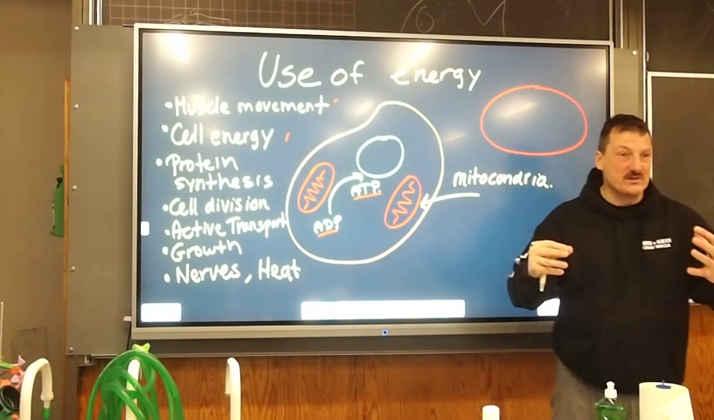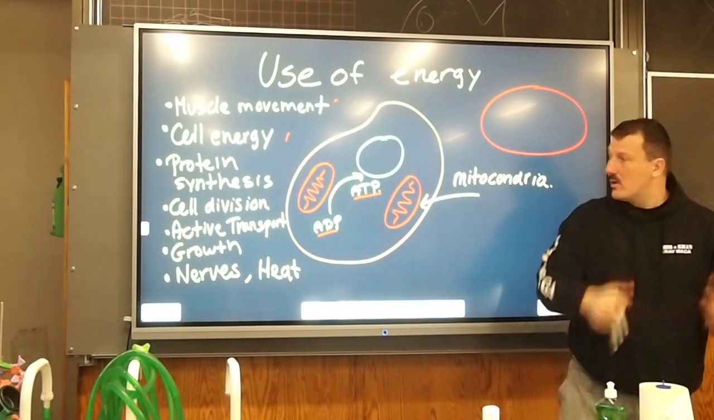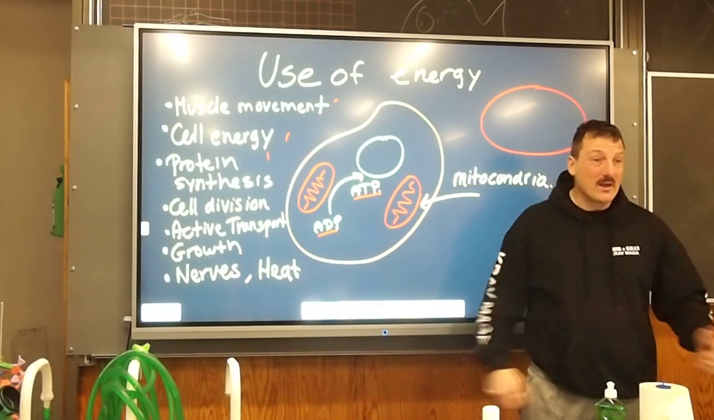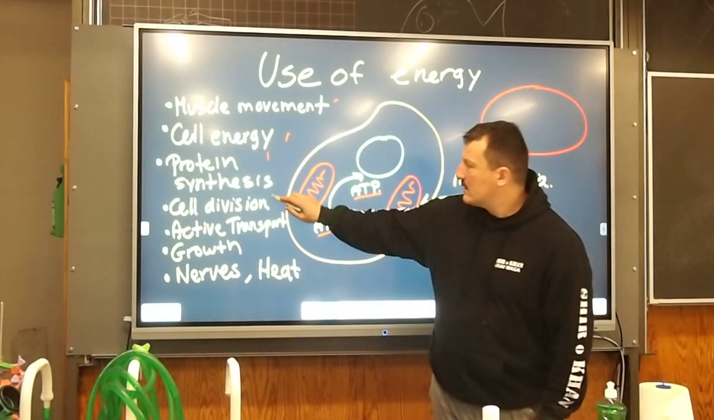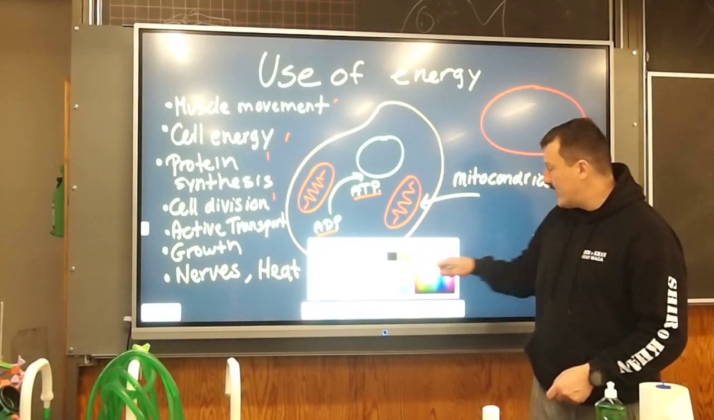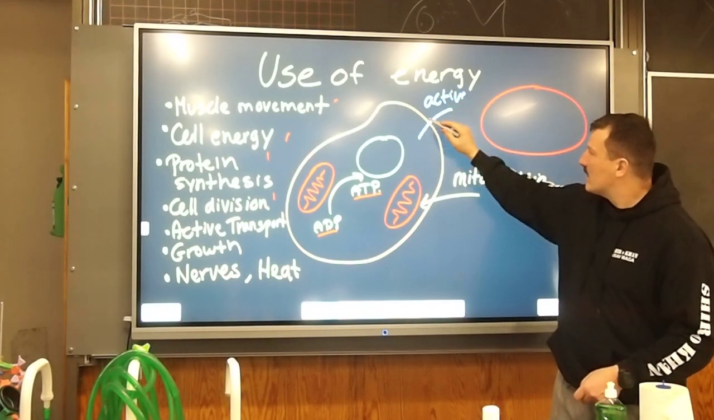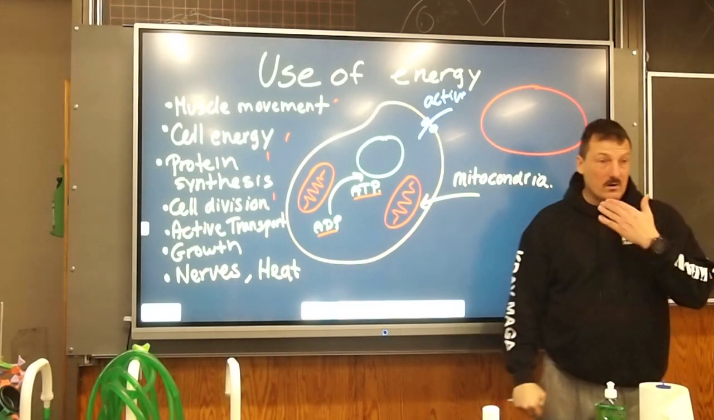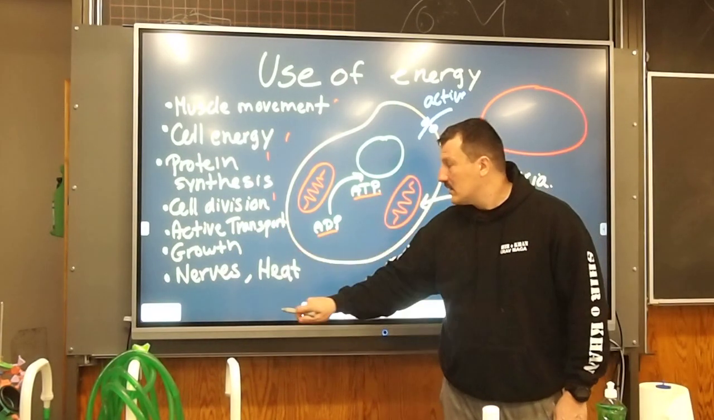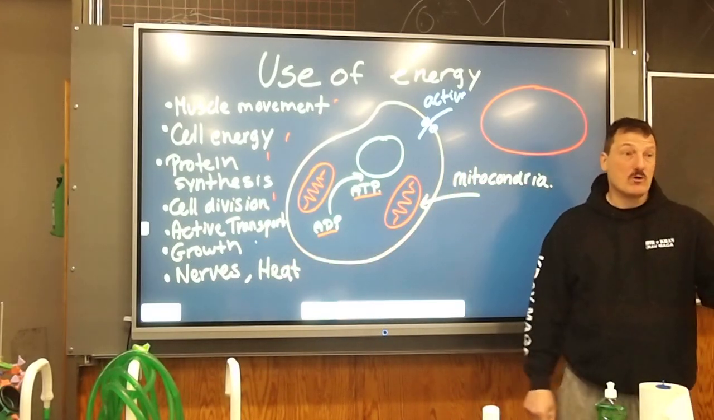Every time we make proteins, we get to that later, every single click of making a new protein requires ATP. If your cell divides, as you're growing, as you're making new skin, as you're making new hair, it requires ATP. Active transport over the cell membrane, remember active transport requires energy. Transporting something over the membrane against a concentration gradient requires ATP. Growing a cell requires ATP. Your nerve signals require a lot of ATP.